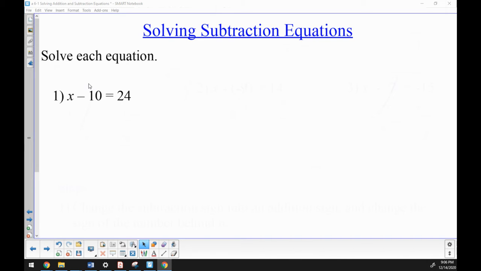So the first thing we do is we identify the variable. In problem number 1, the variable is an x. I'm going to write down an x. Then you look and see what is happening to the variable. The x is subtracting 10. So I'm going to write down that it is subtracting 10. And the way that you always solve an equation is by doing the opposite of what it's doing. So if it is subtracting 10, I'm going to write down that we are going to add 10.